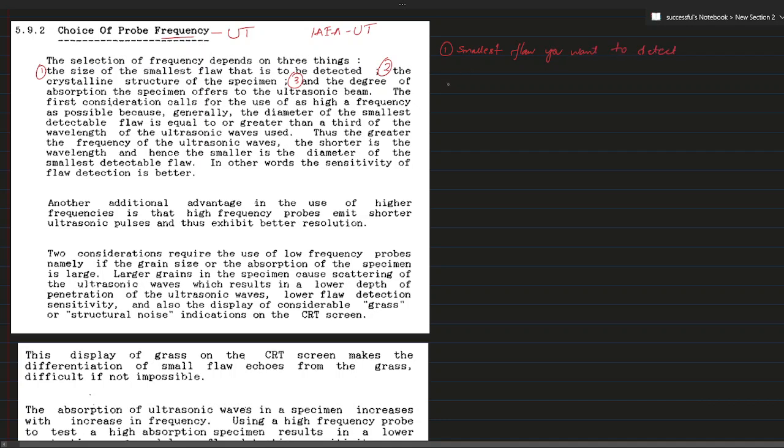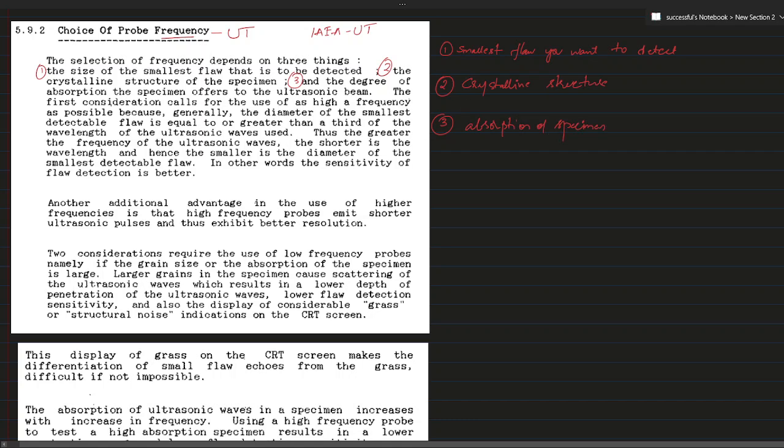What is the second one? Crystalline structure. And what is the third one? Absorption of the specimen. You understand, right? Absorption of the specimen.